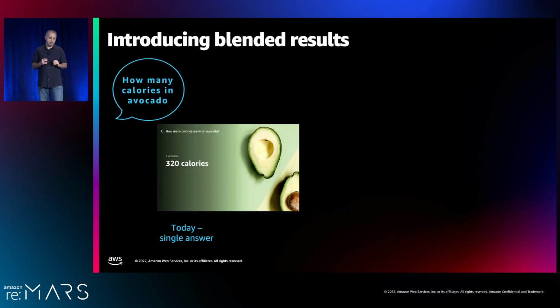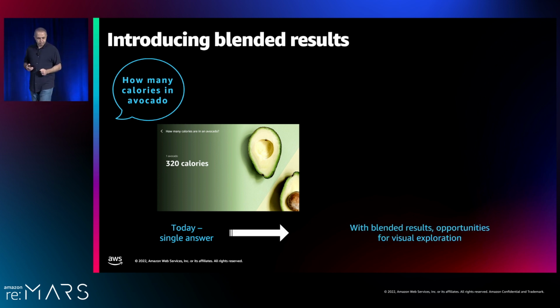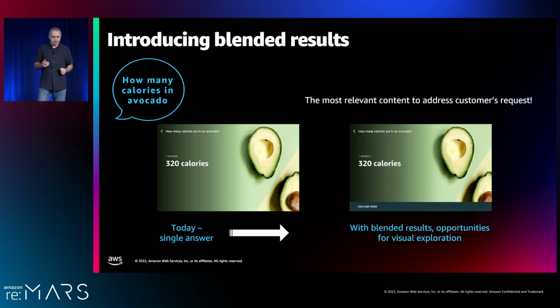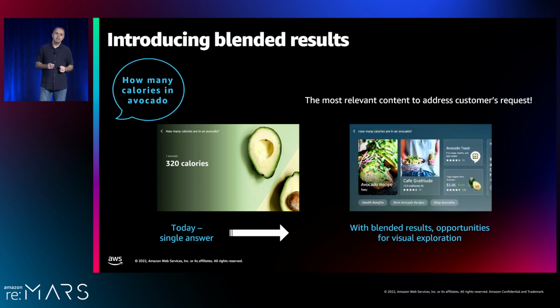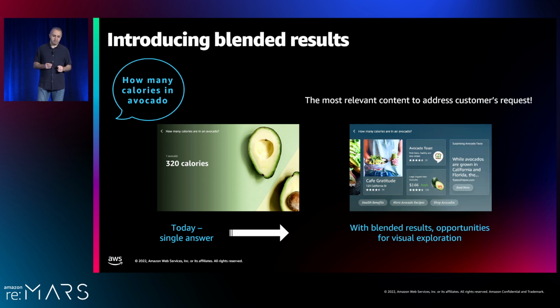Now, let me introduce blended results. So what you will see here is the current customer experience. Today, when you ask Alexa how many calories are in an avocado, this is the answer you get on, say, Echo Show 10, Echo Show 15. These are multimodal devices. You get the right answer, a single answer. With blended results, this is what you will get. You will get the right answer, 320 calories, but we will show you other relevant answers as well.